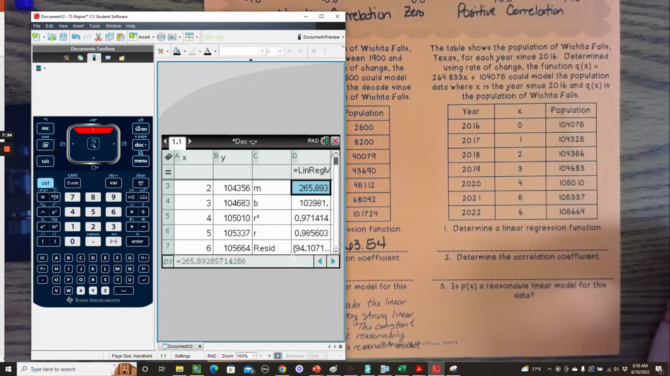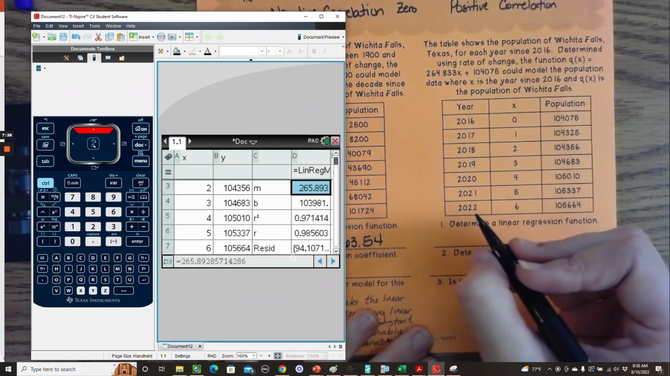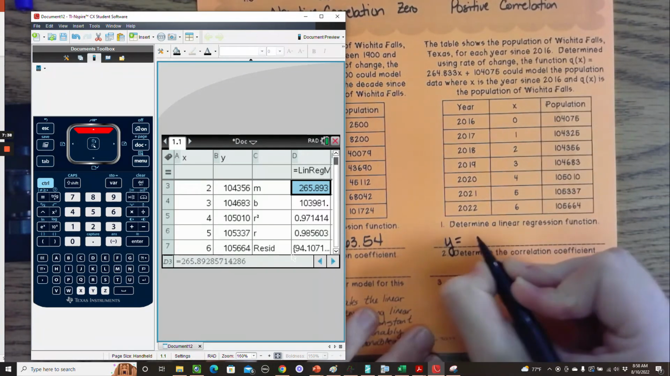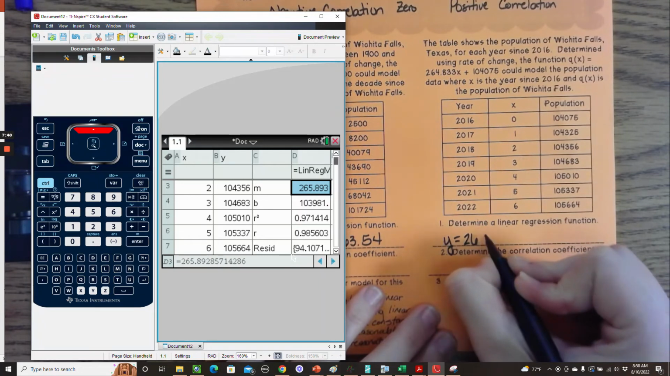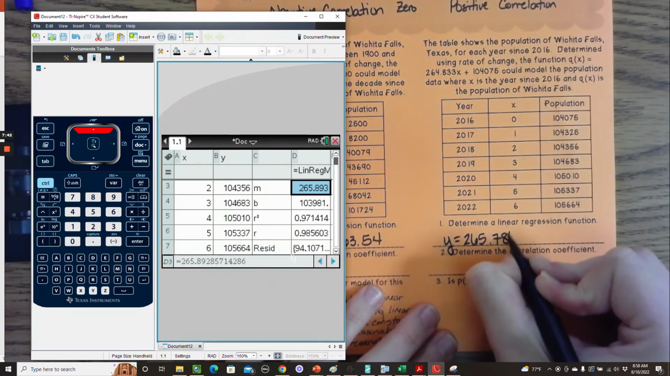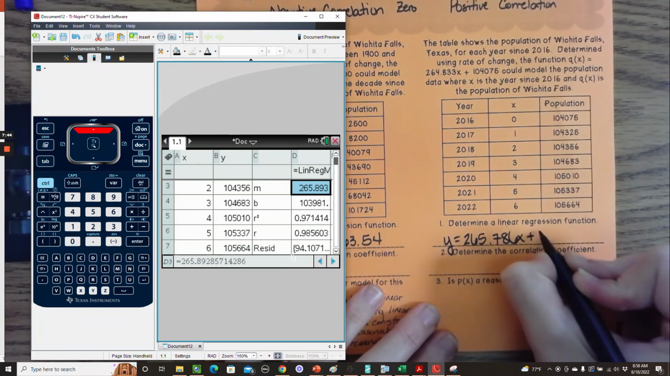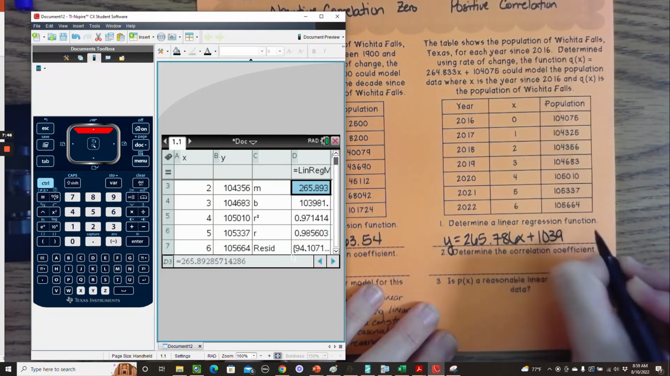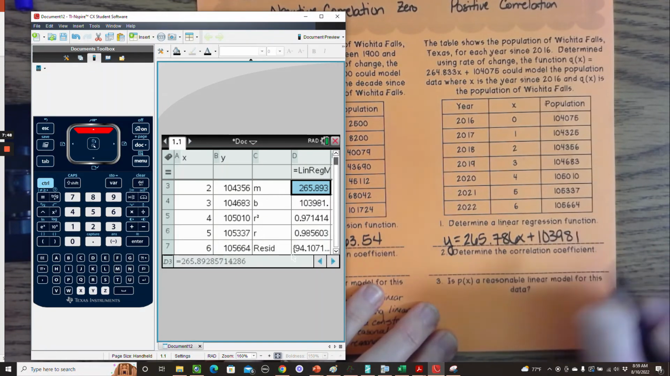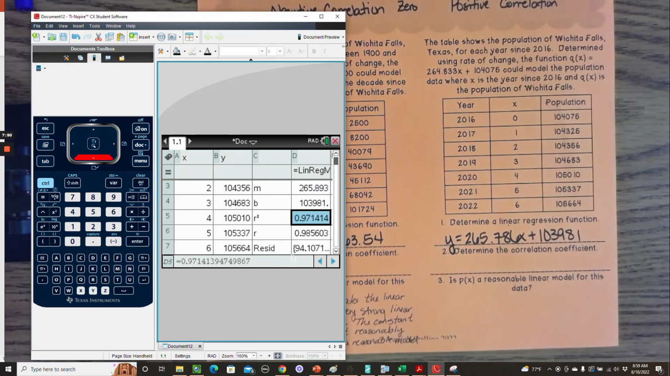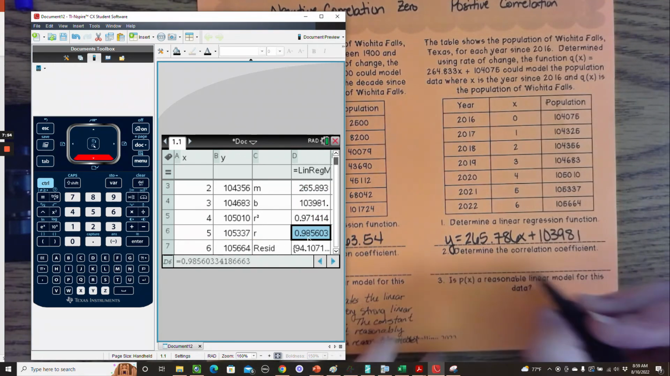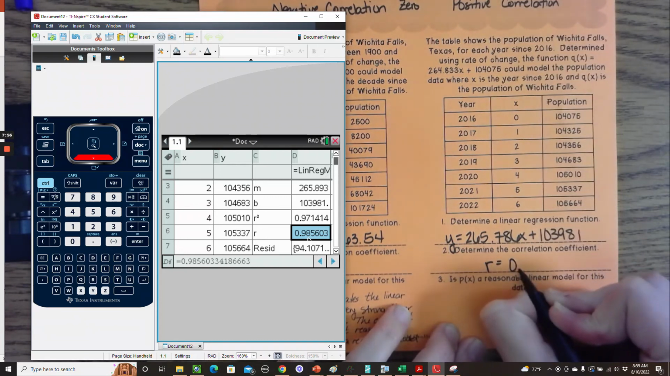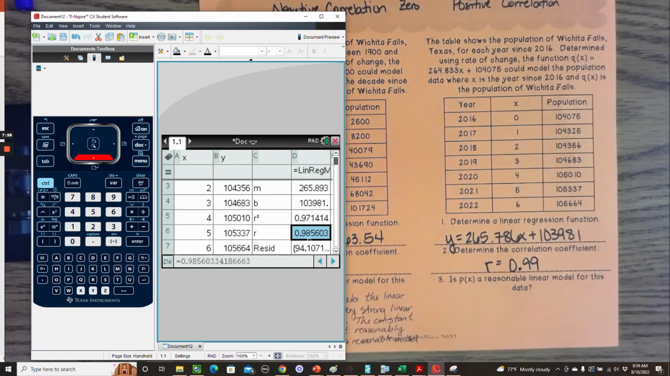First time I did this, my numbers were a little bit different, so I'm just going to go with my original. So my linear regression the first time I did this was 265.786x plus 103,981. My R value, if I round this off to 2 numbers after the decimal, my R value, 0.99. So this data is very linear. It is a positive association, a positive trend.